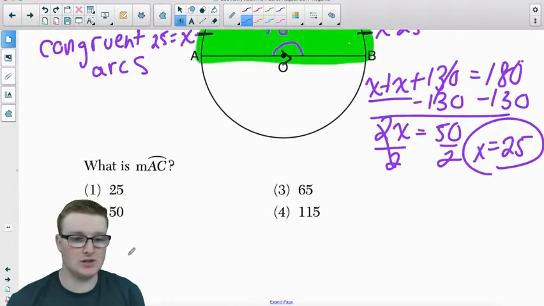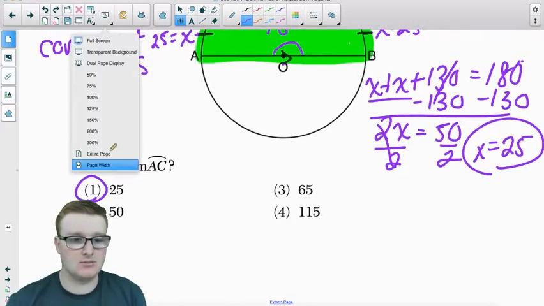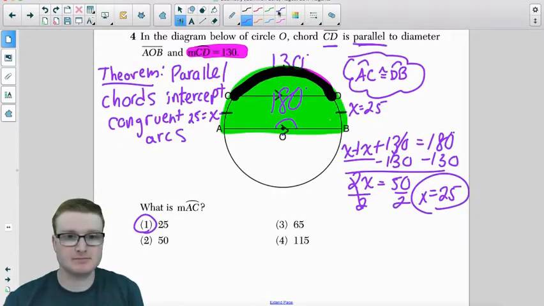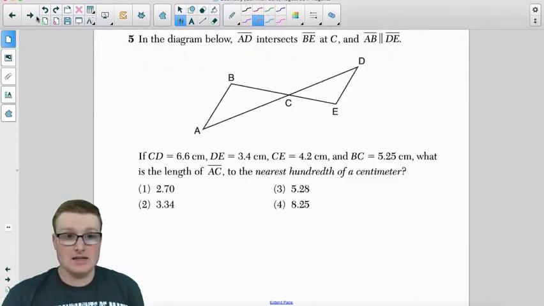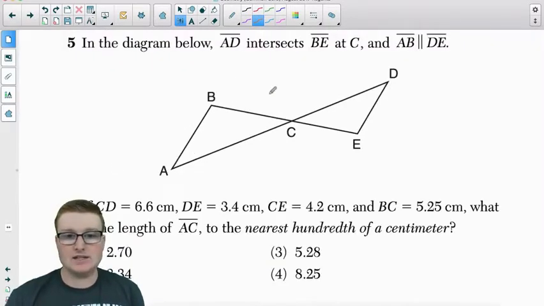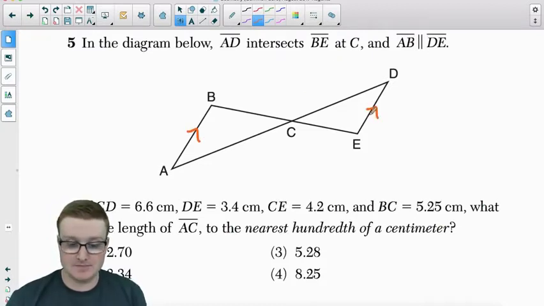Your answer is choice 1. Pretty simple question. Make sure you know it. Okay, number 5. In the diagram below, AD intersects BE at C, and AB is parallel to DE.